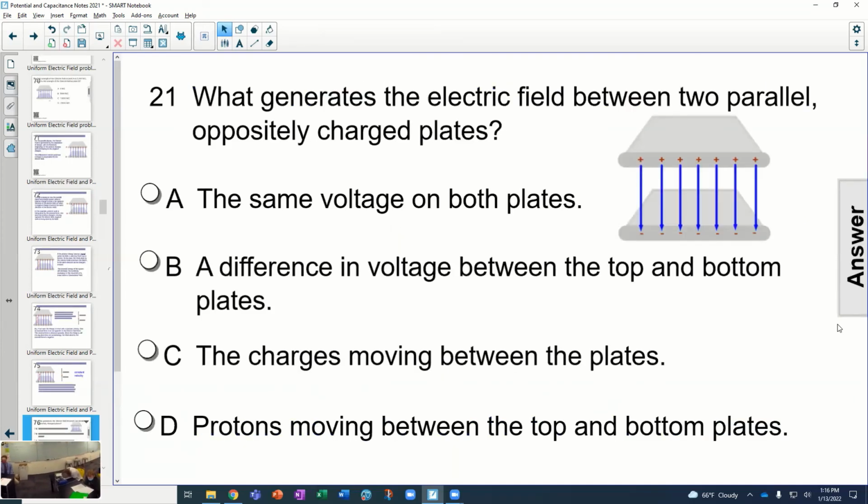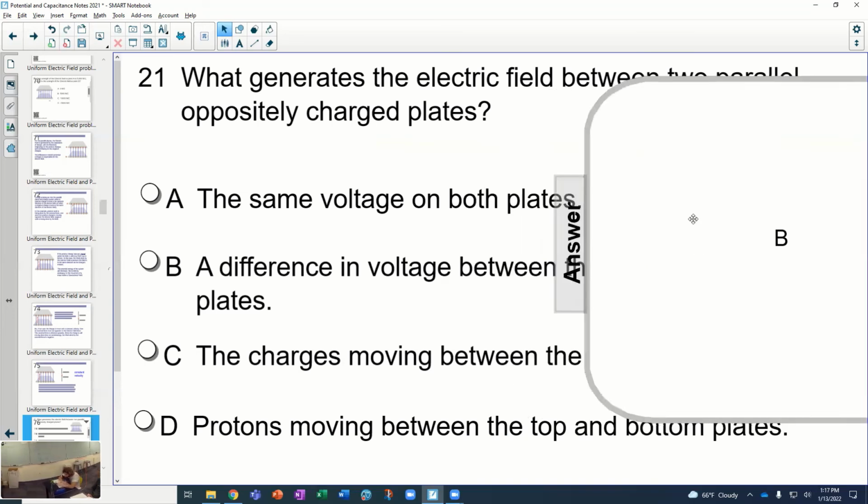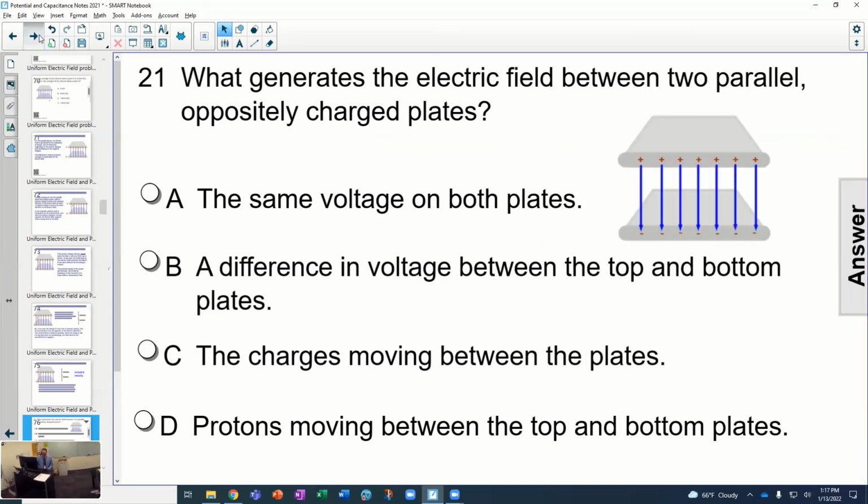All right, so what generates the electric field between two parallel oppositely charged plates? Is it that they have the same voltage? Is it that they have different voltage on top and bottom? Is it that there are charges moving? Or is it that there are protons moving between the top and bottom plates? What creates the field? I think most people are saying B. The fact that those plates are oppositely charged, that's what creates the field.